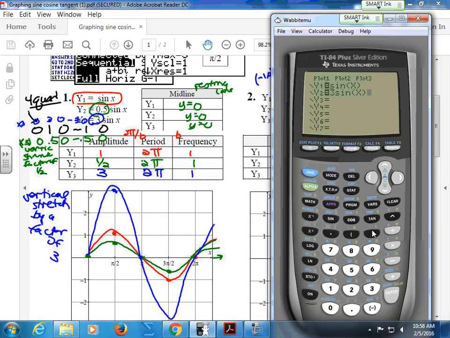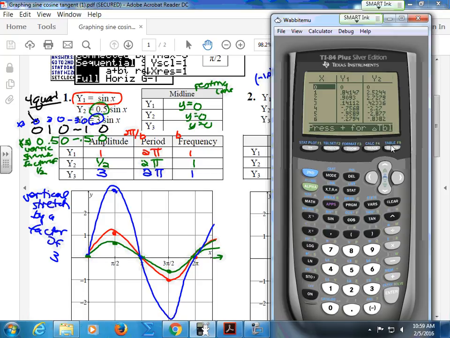Okay, now, before we do anything else, let's go to our window. Actually, do a zoom 7 first, if you don't mind. A zoom 7 is your zoom trig. It's going to pick up the fact that we put radians in there. So yours looks like this, right? Your graphs look like this. However, your table doesn't look like this. Your table looks like this. So we have to make your table look like our graph.